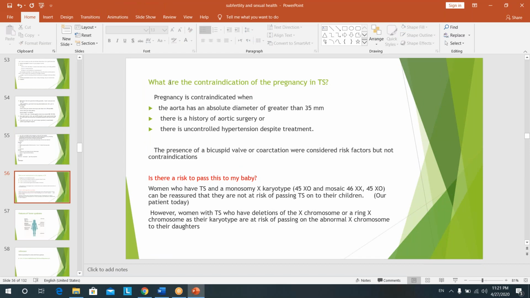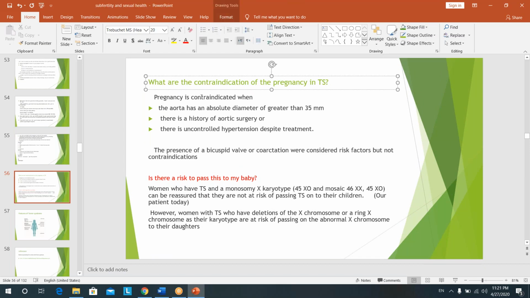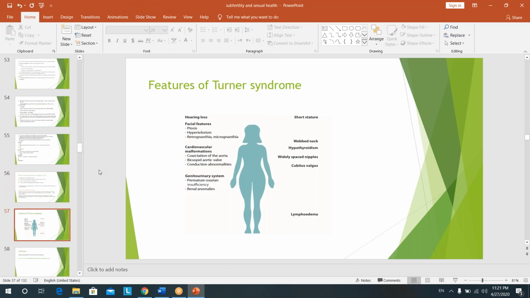Okay, as we said, this can come as a discussion task, and the examiner may ask you what the contraindications are in this patient, contraindications for pregnancy. The patient may ask you, is there any risk of passing the problem to my baby? If the patient has monosomy X, 45,XO, or mosaic type, there is no risk of passing this to her children. There is no risk of passing Turner syndrome to her baby. But if the patient has what is called a ring X chromosome, this may pass to her baby.